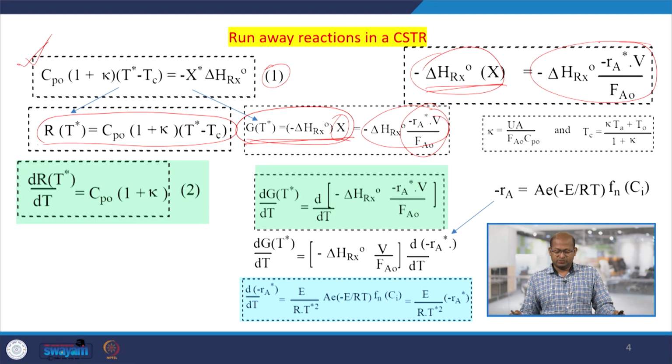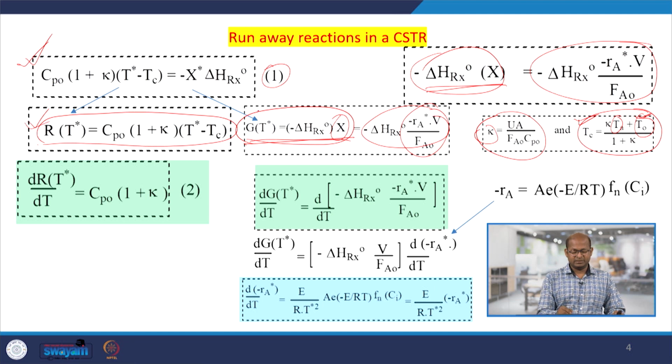Now, kappa equals U A by F A naught C p naught, and T c is the coolant inlet temperature or ambient temperature, and we know kappa. T c is basically dependent on T 0, the feed inlet temperature. Now, if we differentiate R T and G T with respect to temperature, from these equations we can write this. So, the differential form: dR T by dT equals this and dG T by dT equals this.